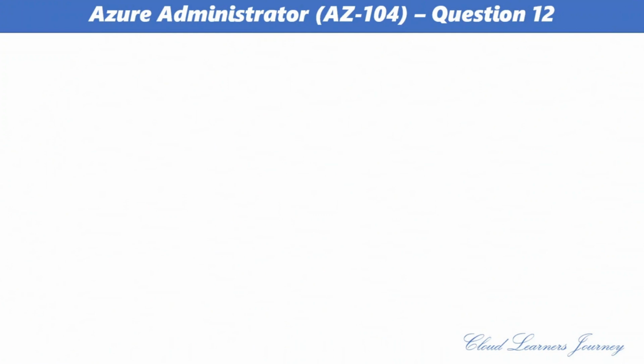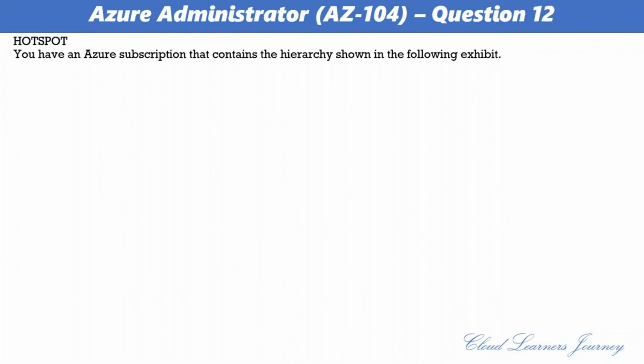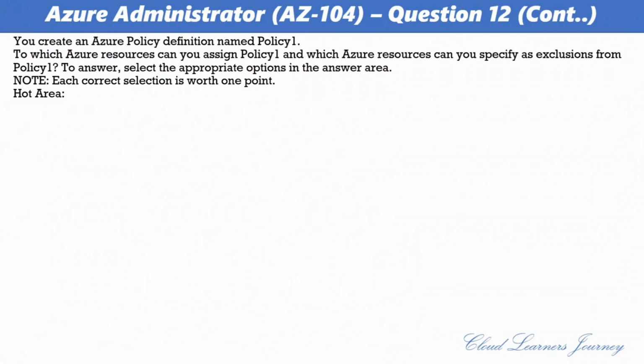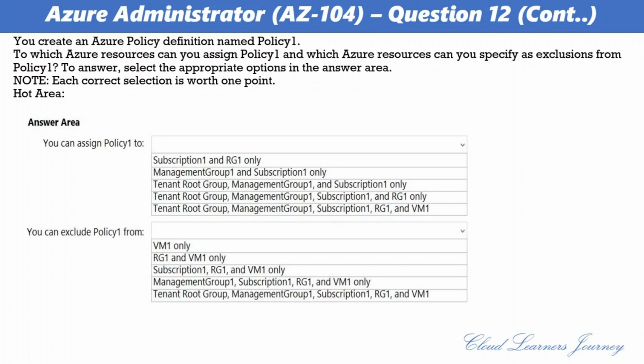Next, question number 12. You have an Azure subscription that contains the hierarchy shown in the following exhibit. You see tenant group, management group 1, subscription 1, RG1, and the VM1. You create an Azure policy definition named policy 1. To which Azure resources can you assign policy 1, and which Azure resources can you specify as exclusions from policy 1? To answer, select the appropriate options in the answer area.